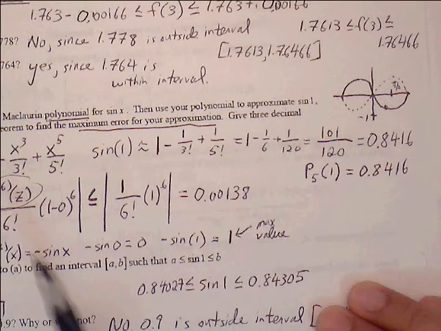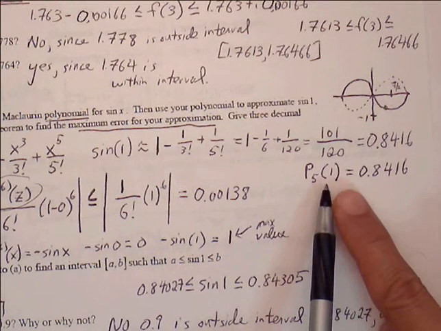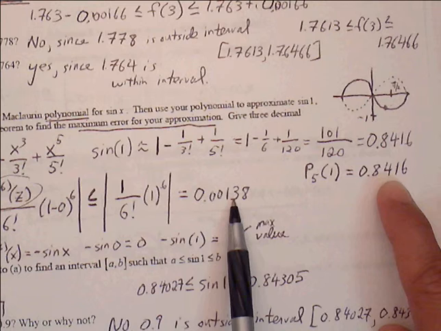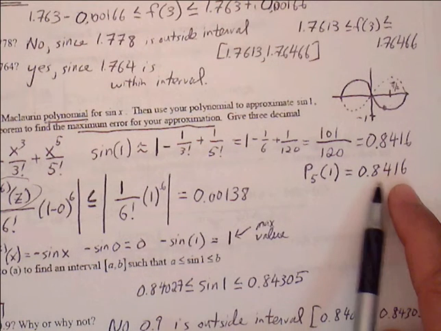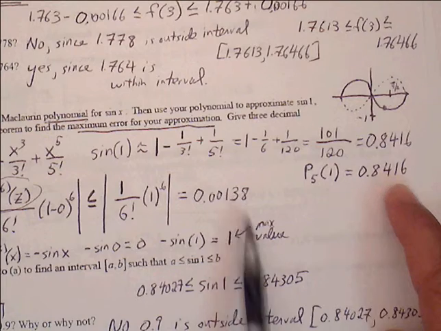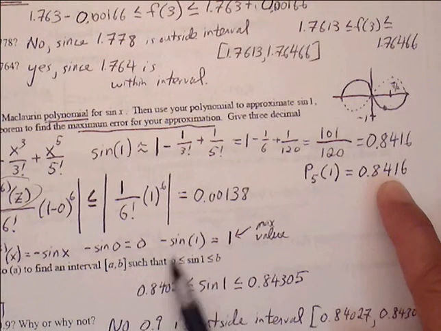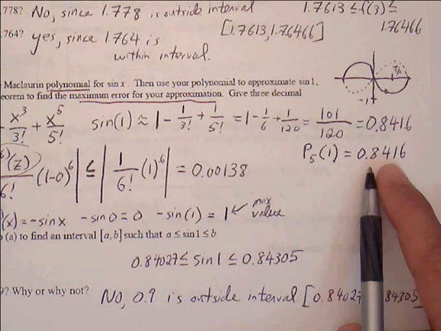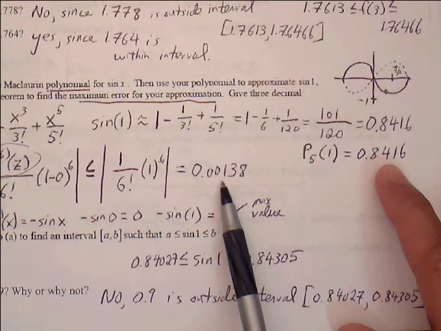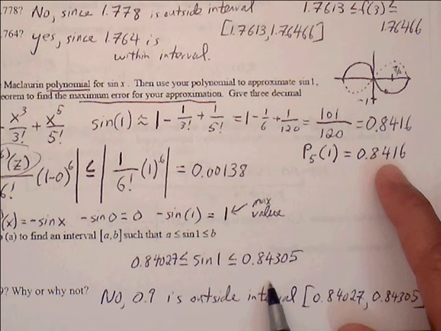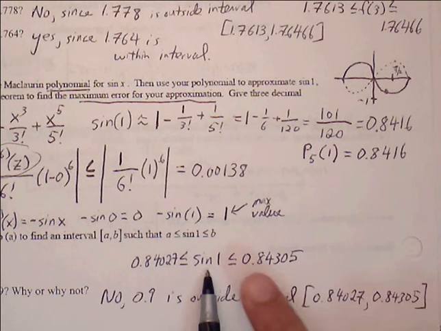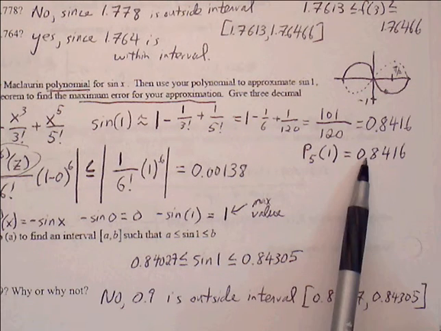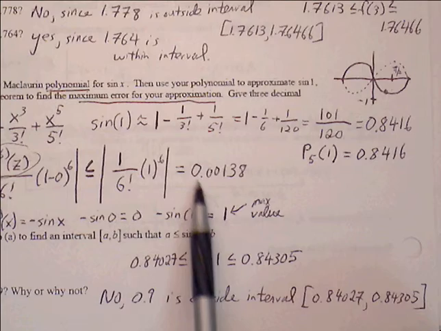If that's the case, then the actual value must sit somewhere between 0.8416 minus this error and the upper bound, 0.8416 plus this error. When I do 0.8416 minus the error, I get 0.84027. And when I add the maximum error, I get 0.84305. So we know the actual sine of 1 must sit somewhere between these two values, because we know the approximation and we know the error.